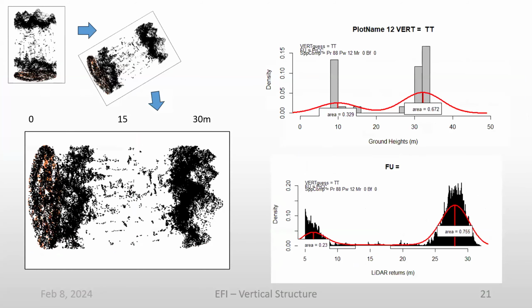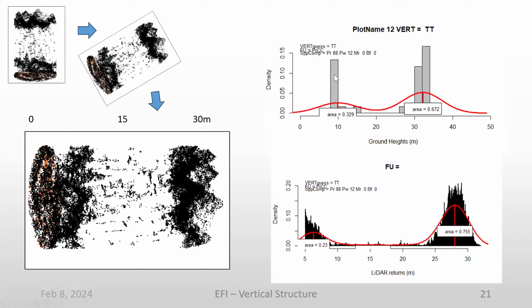So focusing on that plot in particular, we took that plot and rotated it on its side, and we looked at the distribution of LiDAR returns above ground. So here's a histogram of the LiDAR returns. You can see there's a bunch of LiDAR returns between about 5 and 7, 8 meters. And then there are a bunch of LiDAR returns between about 25 and 32 meters above the ground. So it looks like 2 layers to me.